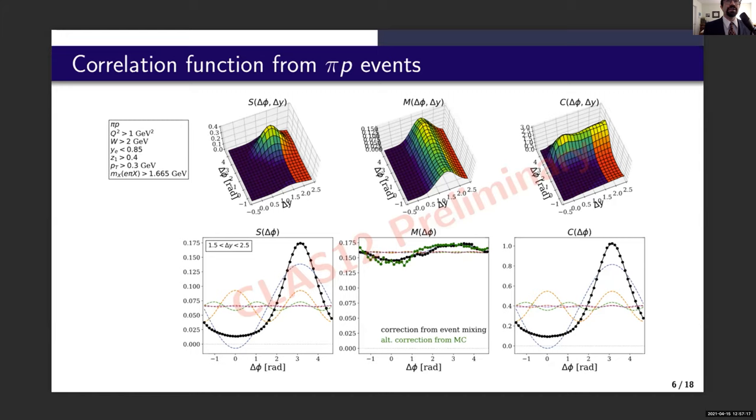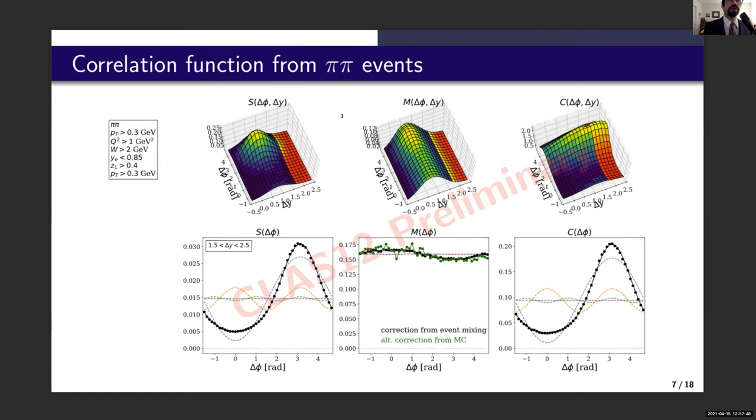For the mixed events in this high rapidity difference region, we get a small undulation, and this is similar to what we get from the alternative correction from the Monte Carlo. For the correlation function, we also get the big peak at delta phi equals pi, so back to back. For this slide, I'm showing pion-proton events. I do the same thing for the pion-pion events, and it's a similar picture. The data shown in both these plots and throughout are preliminary results, so they are not final.